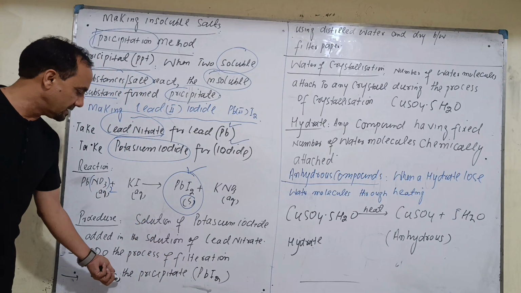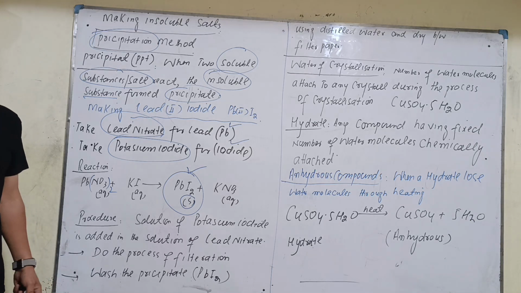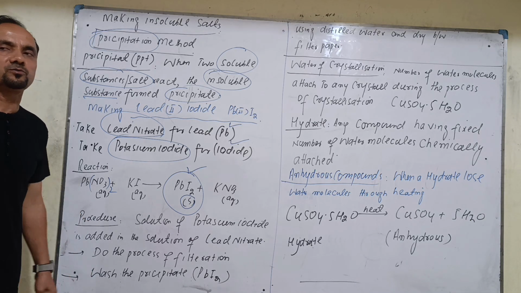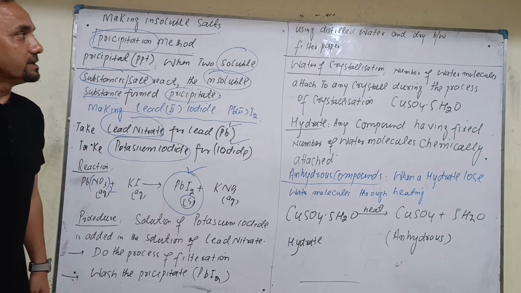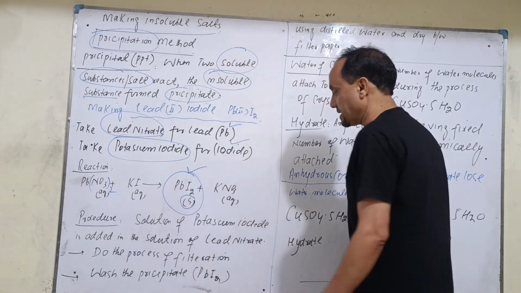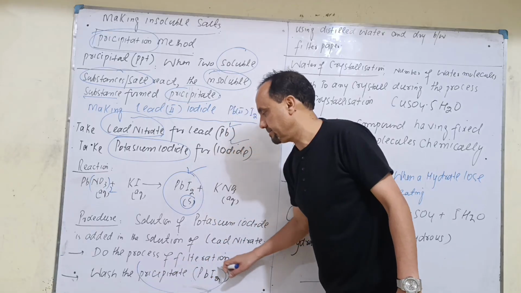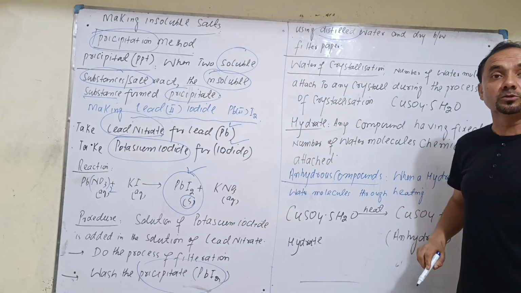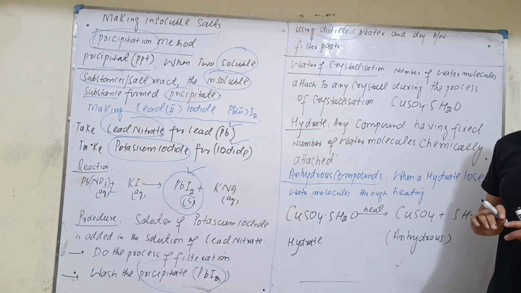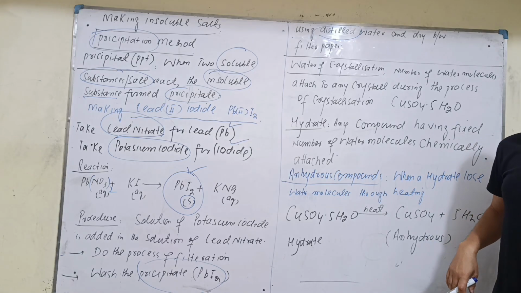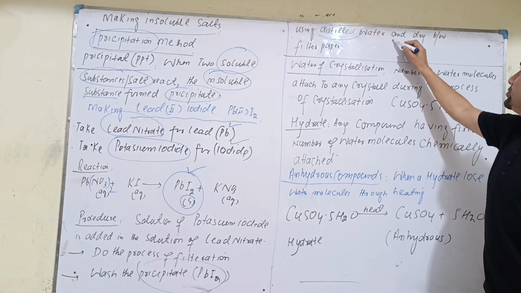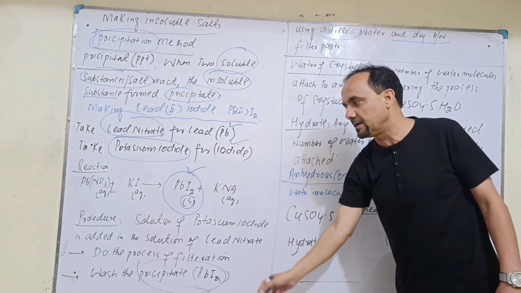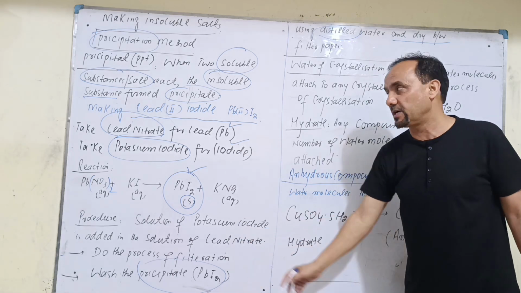Now just filter the solution. What are we using for filtration? We are using filter paper, a conical flask, a beaker, etc. Now wash the precipitate using distilled water. Don't use tap water because that contains many minerals and your salt will become impure again. Now you can dry it between filter paper. This is how to form the insoluble salt. A very simple and a very short procedure.